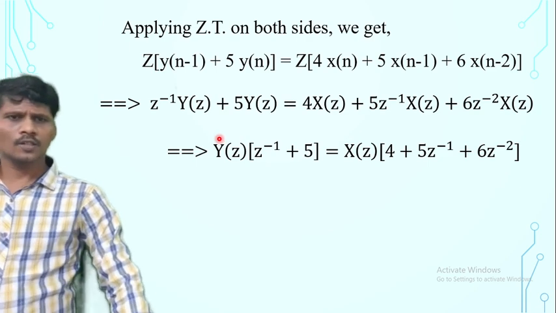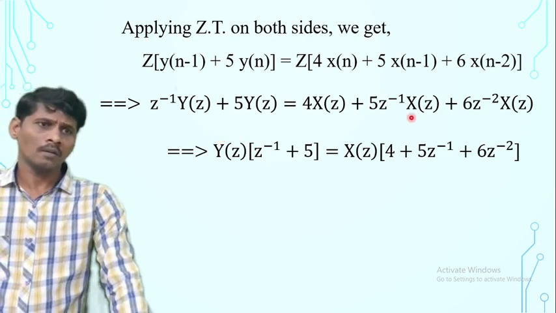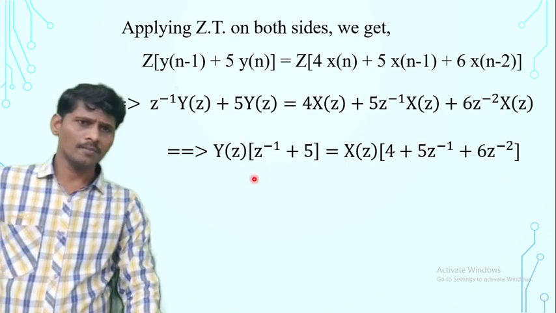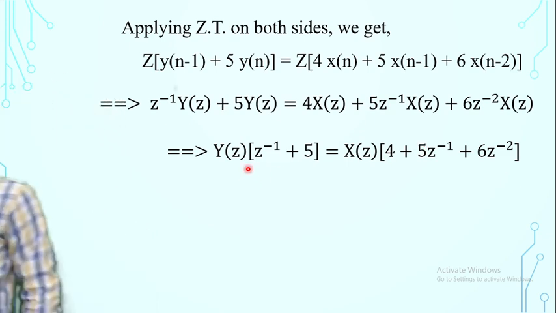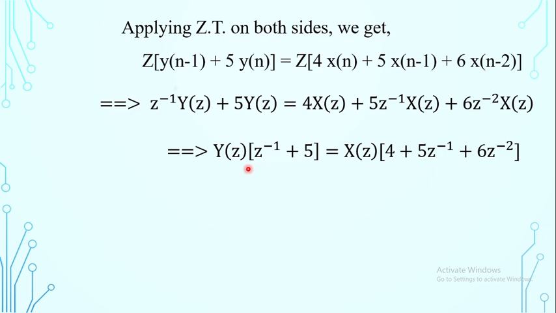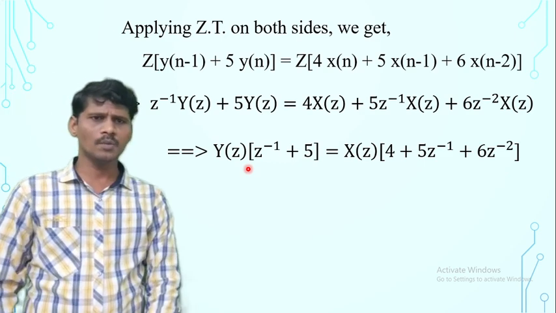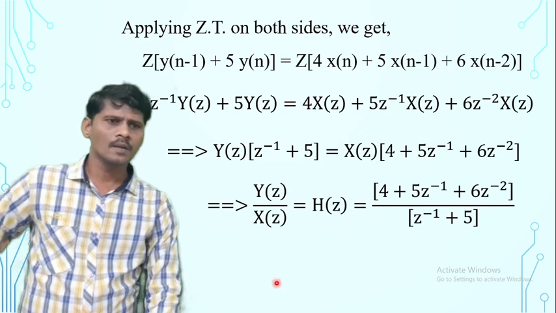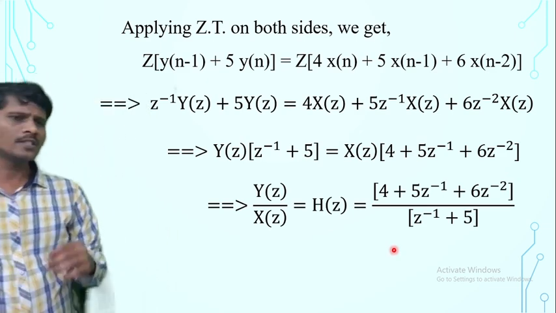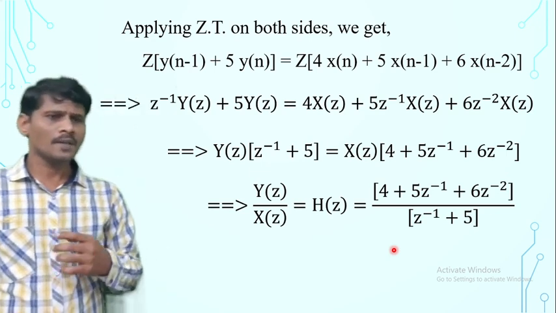On the LHS side take the common Y of z, and on the RHS side take the common X of z. We get Y of z into 5 plus z inverse is equal to X of z into 4 plus 5 z inverse plus 6 z power minus 2. X of z goes to the LHS side, and 5 plus z power minus 1 goes to the RHS side. We get Y of z by X of z is equal to 4 plus 5 z inverse plus 6 z power minus 2 by 5 plus z inverse.